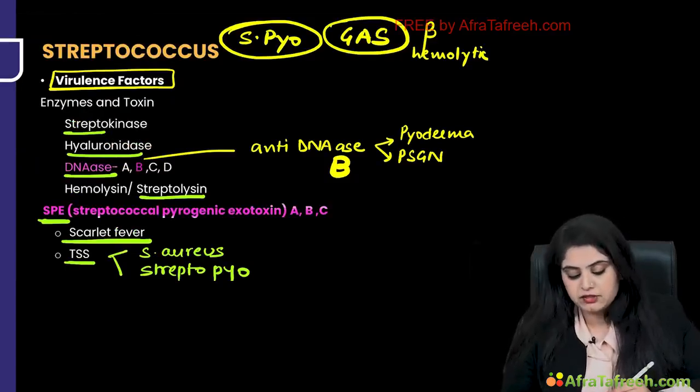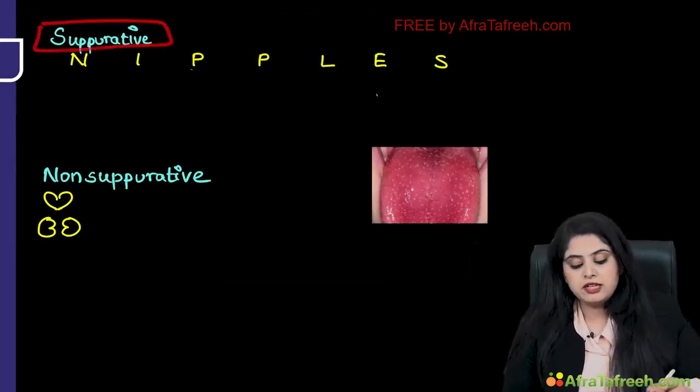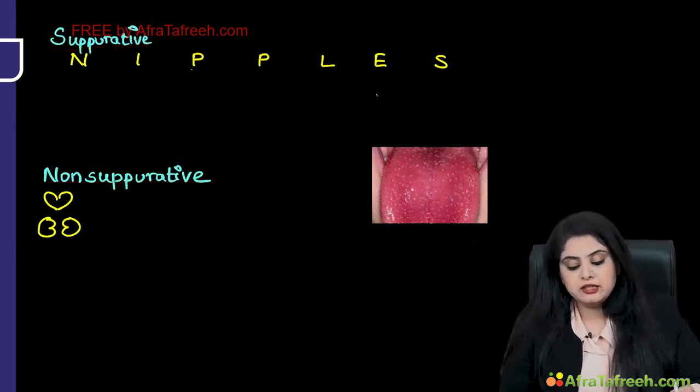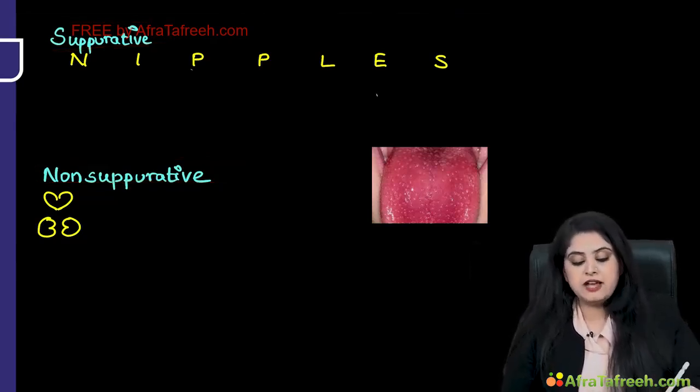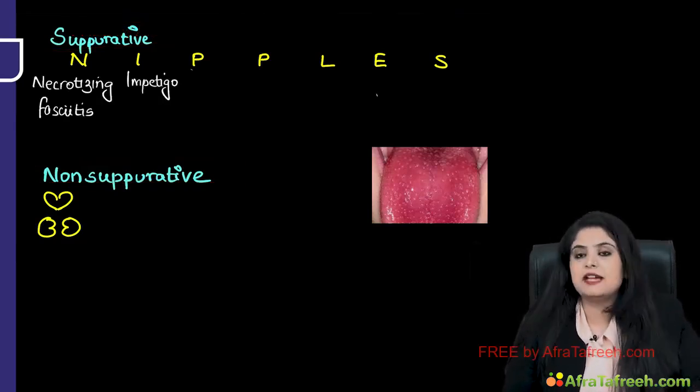Now we come to Streptococcus pyogenes. What does it cause? It causes some suppurative things and it causes some non-suppurative things. So let us get going. Under the suppurative things, the first thing we have is necrotizing fasciitis, which I'm sure all of you have read about. I stands for impetigo. These are all skin related things.